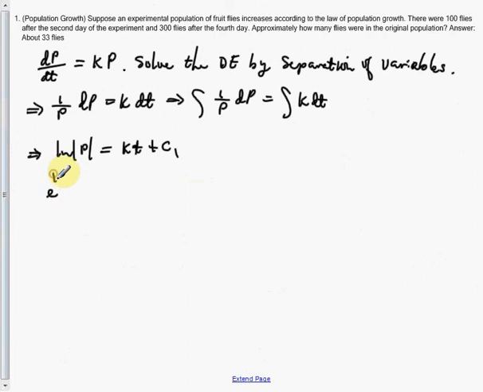So we have e to the natural log of the absolute value of P is equal to e to the kt plus c sub 1. All that stuff is up there in the power bracket. So the left side is P, assuming that the population is going to be positive. We don't want a negative population. It means everybody is dead, right? So this is equal to e to the kt times e to the c sub 1.